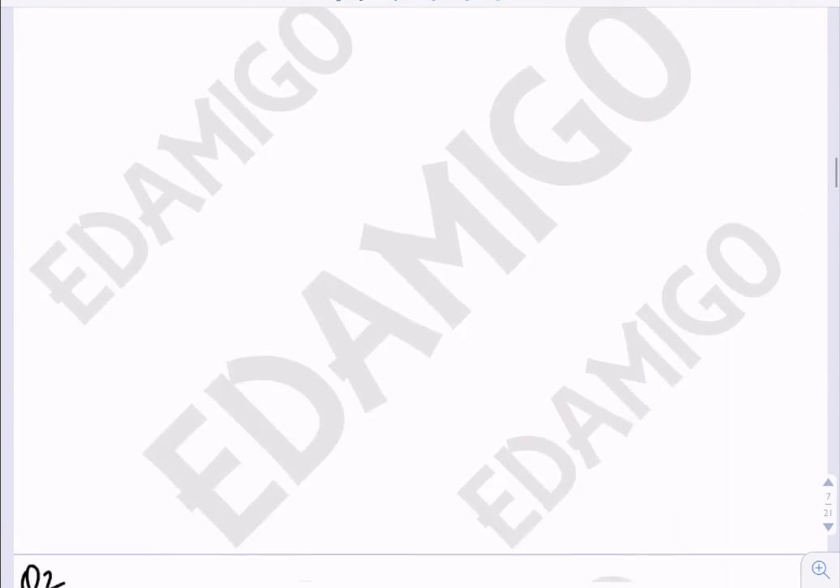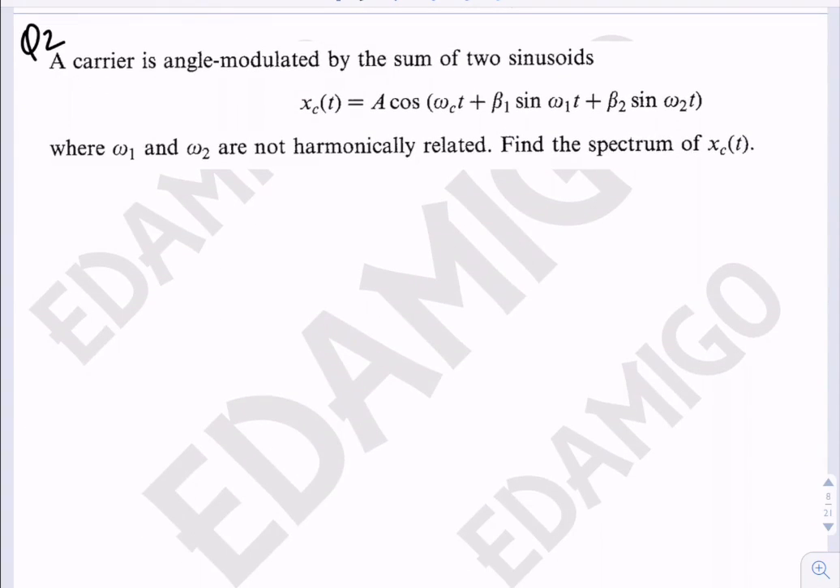Okay. Now let's look at this. It is given that the carrier is angle modulated by the sum of two sinusoids. So these are the two sinusoids. So this is angle modulation. Now we have to find out the spectrum of the signal.